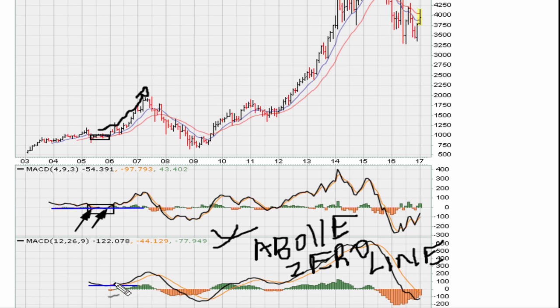We can see here there was a crossover above 0, which is this period here, and of course the stock did respond with a nice move to the upside. Next, let's take a look at these lows here, and we can see here that there was an attempt to cross over below 0 here.